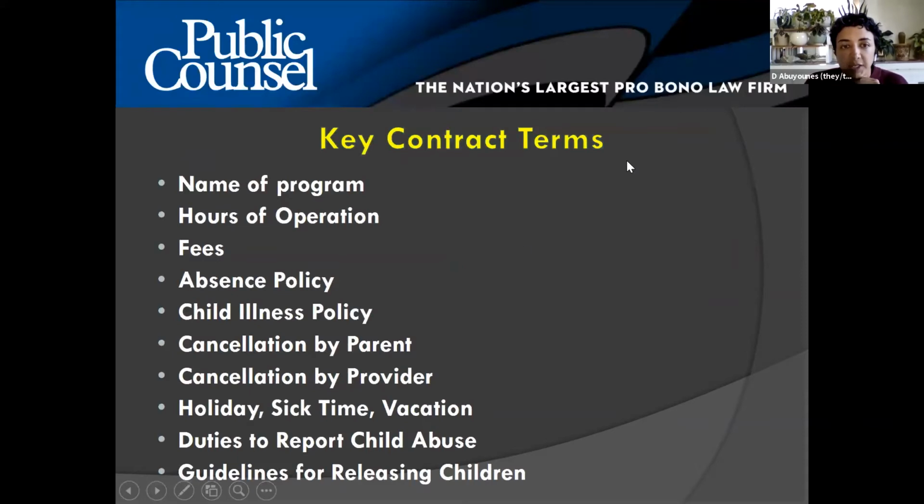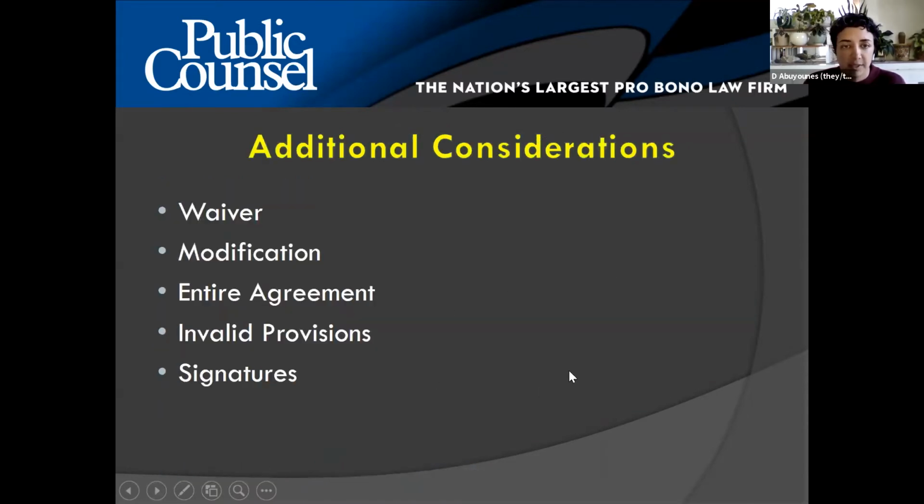So some key contract terms include the name of the program, and these are all terms that you'll want to include in your contract. And if you look at the sample that I linked to in the chat, all of these terms will be in there. It'll include name of the program, hours of operation, fees, absence policy, child illness policy, cancellation by the parent or provider, holiday, sick time and vacation, and duties to report child abuse, as well as guidelines for releasing children. We'll go over some of these provisions in further slides in a little bit more detail.